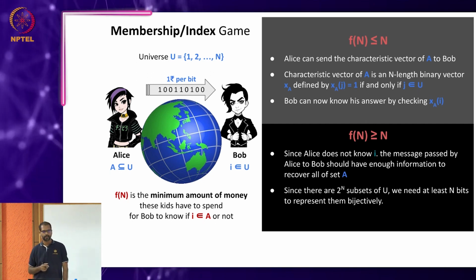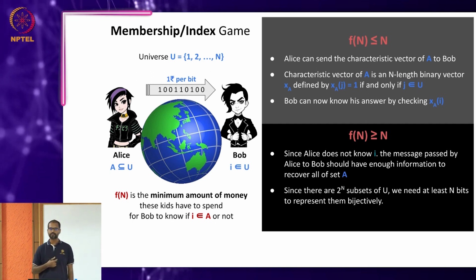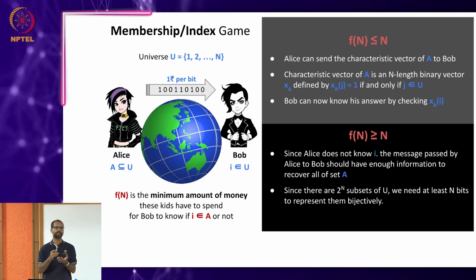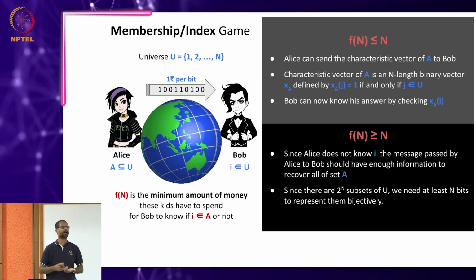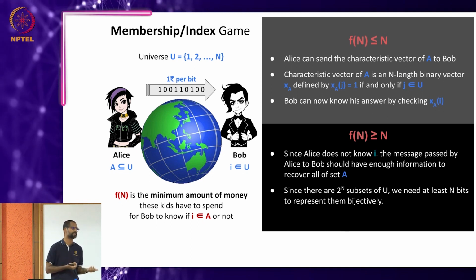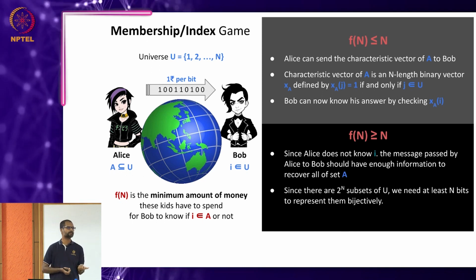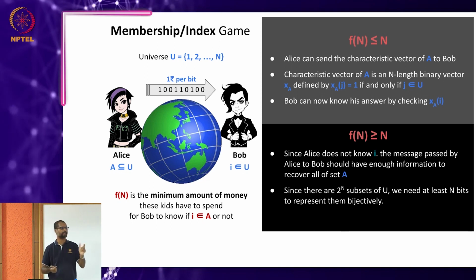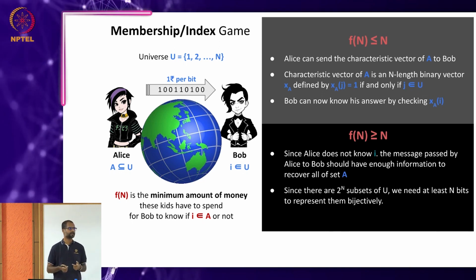Okay. By the way, this game is not symmetric. If the communication channel was reversed, if Bob was communicating to Alice and if Alice wanted to figure out if Bob's favorite number is in her list, how many bits do you need? Yeah, in fact log n is enough. You just have to binary encode i and send, right?